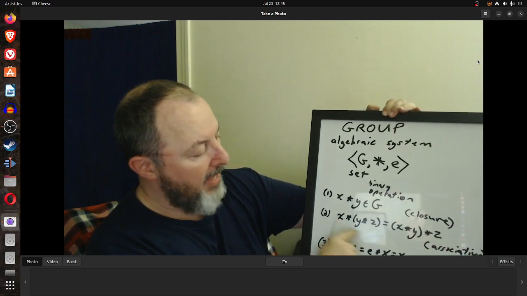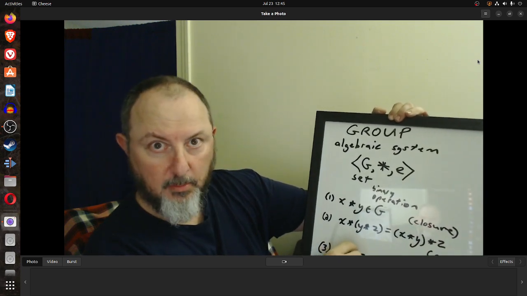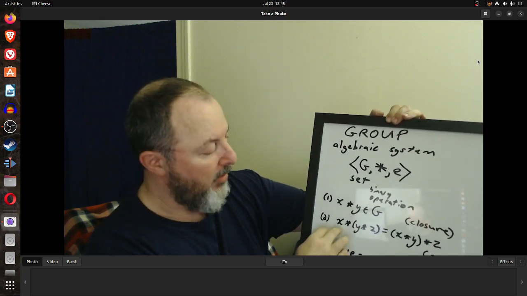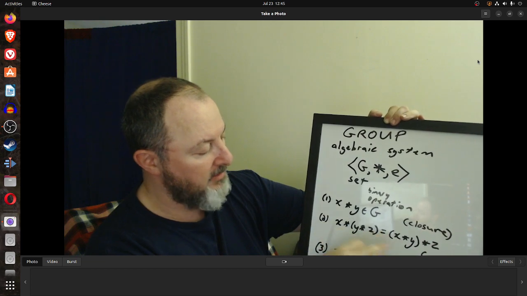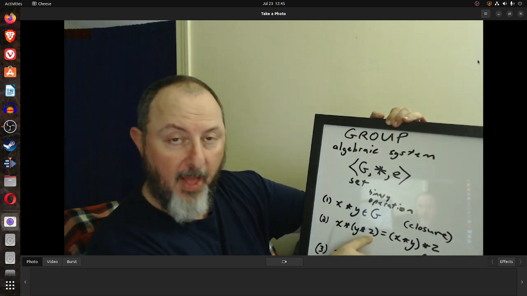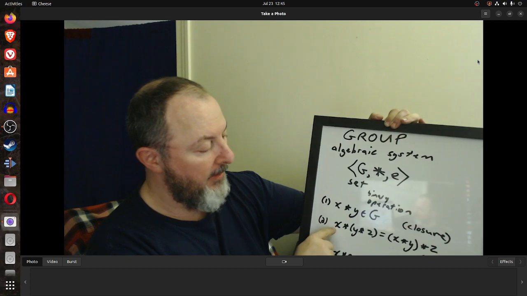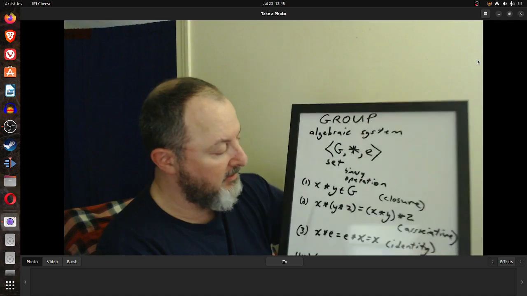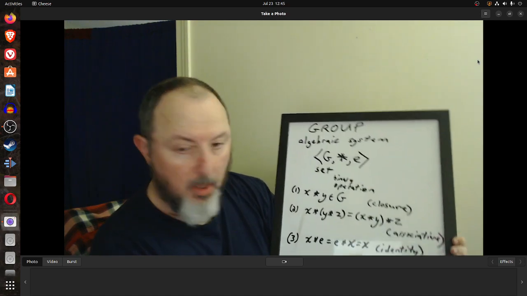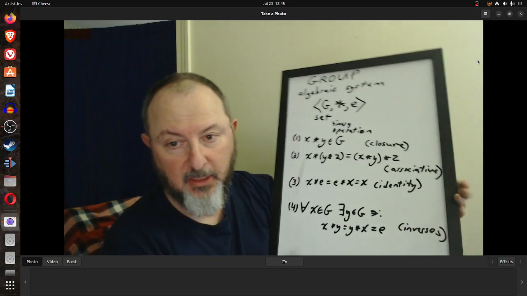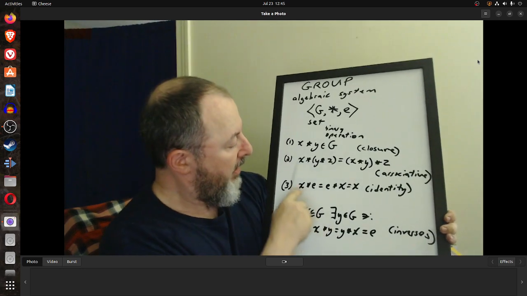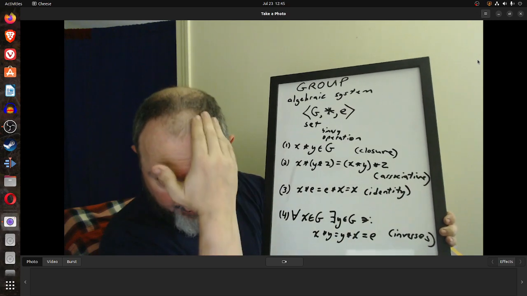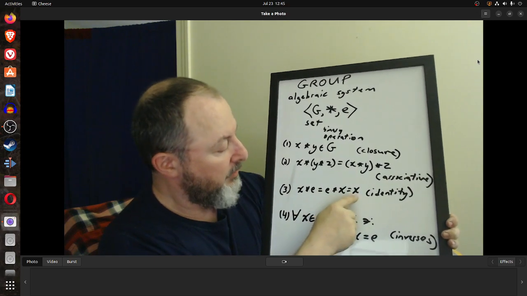If you multiply three elements from G, the multiplication has to be associative. So if you multiply x, y, z, where you multiply y, z first, then multiply by x, or you multiply x times y and then multiply by z, they'll be equal. You have to have an identity in your group where x times e equals e times x, and I'm using times for whatever the group operation is, equals x.